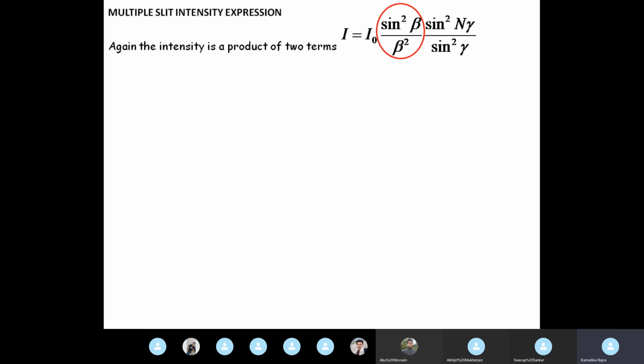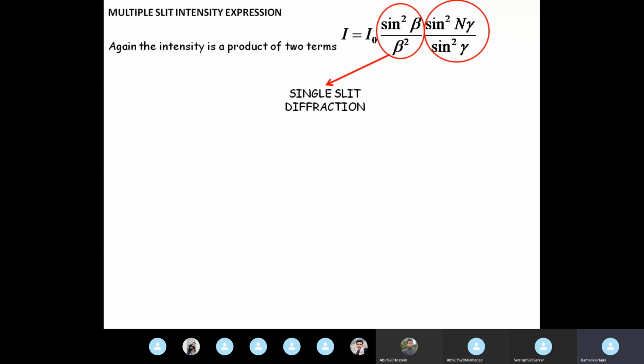If you can recall from your double slit and single slit interference results, this represents the single slit diffraction term. The single slit intensity expression is given by I naught sine square beta by beta square. So here the first term, sine square beta by beta square, is the single slit diffraction term.